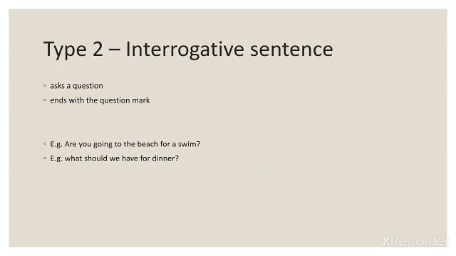Now type 2, interrogative sentence. An interrogative sentence asks a question. It ends with a question mark. Are you going to the beach for a swim? What should we have for dinner?